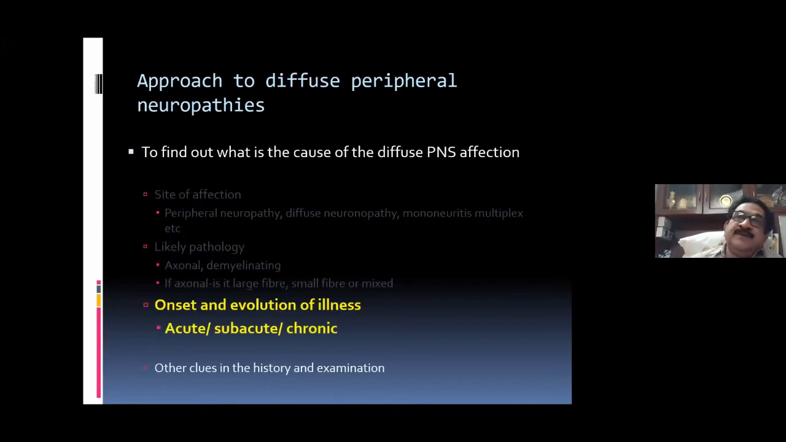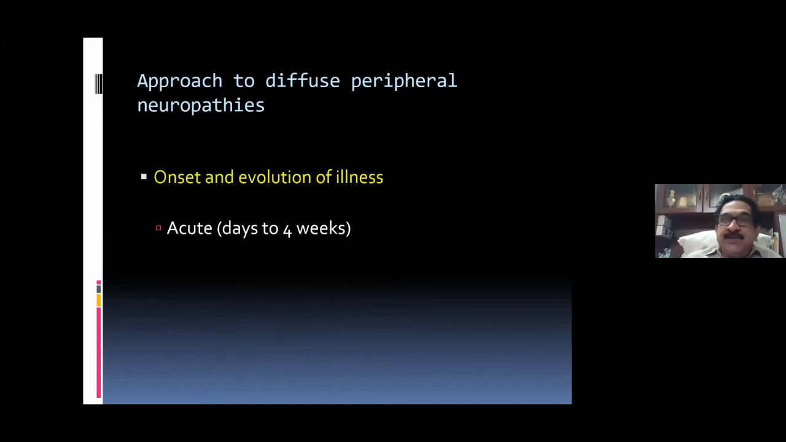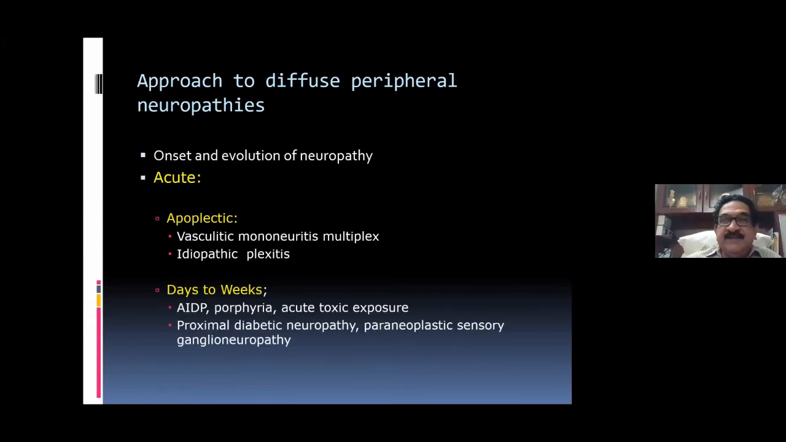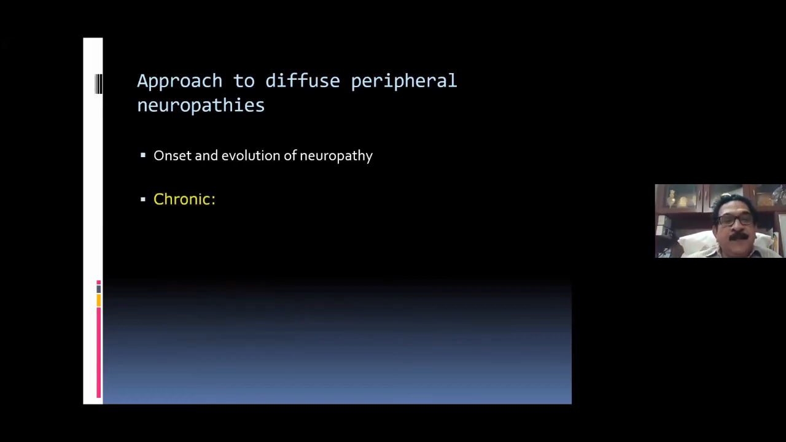The evolution can be acute, subacute, or chronic. If it's acute, days to 4 weeks; subacute means 4 to 8 weeks; chronic means more than 8 weeks. Acute causes may be apoplectic, abrupt, or sudden: think of vasculitic mononeuritis multiplex. Days to weeks, think of AIDP or GBS, porphyria, acute toxic exposure, proximal diabetic neuropathy, paraneoplastic sensory ganglionopathy. Chronic, weeks to months: metabolic and toxic like diabetic polyneuropathy, CIDP, and idiopathic.